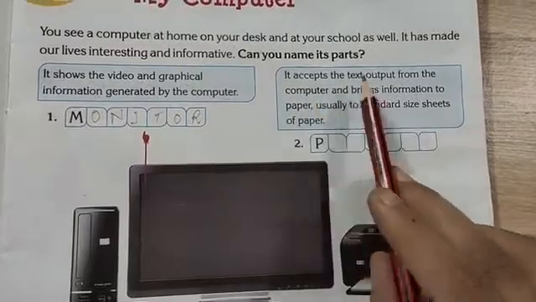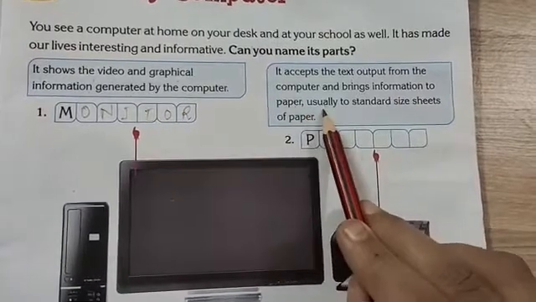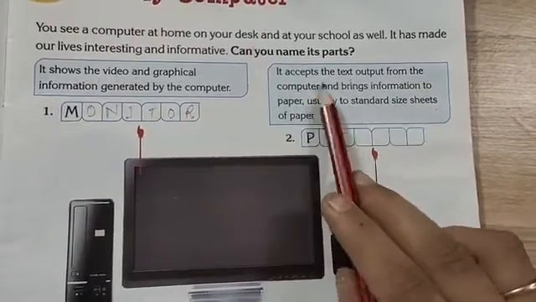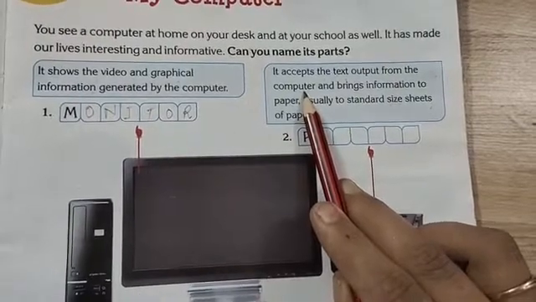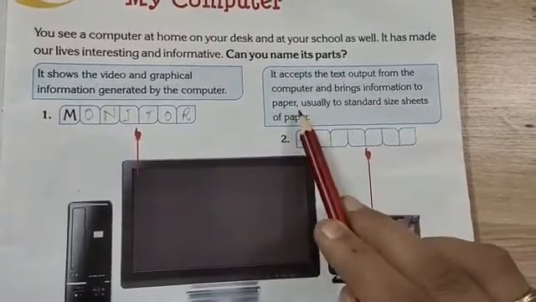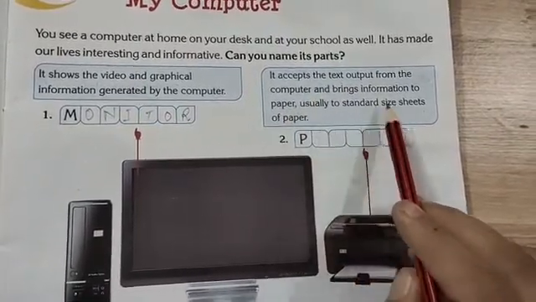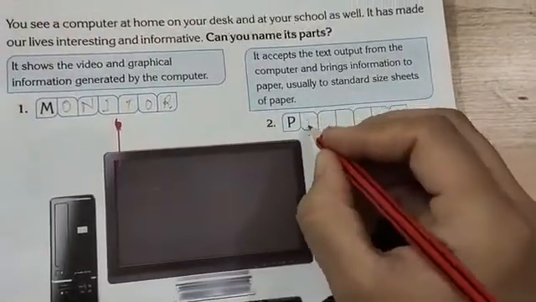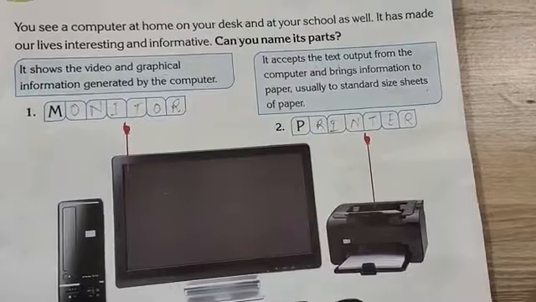Second, it accepts the text output from the computer and brings information to paper, usually to standard size sheets of paper. Whatever we type on the computer, it brings the typed information on the paper, usually to standard size sheets of paper. It is printer. P-R-I-N-T-E-R. Printer. Okay.